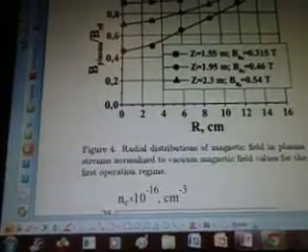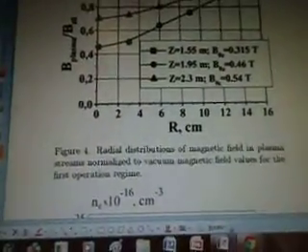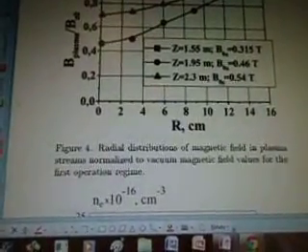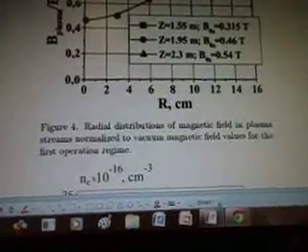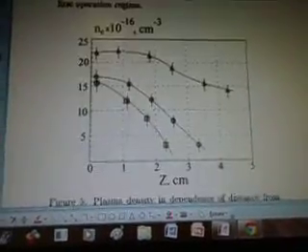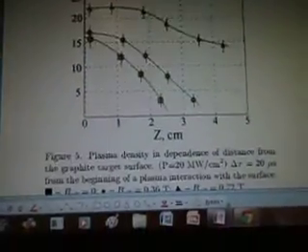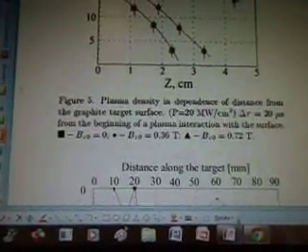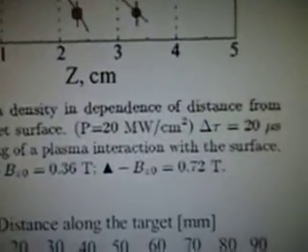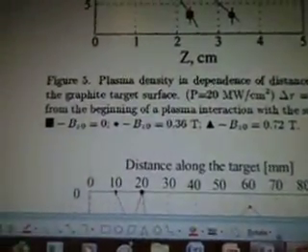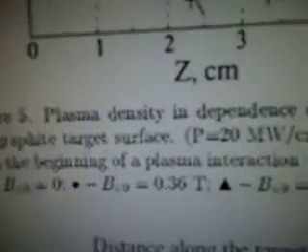More graphs. There's that there. And this is called the radial distributions of magnetic field and plasma streams normalized to vacuum magnetic field values for the first operation regime. There's another graph here for you to look at. And this one says plasma density and dependence of distance from the graphite target surface. And there's the calculations from the beginning of a plasma interaction with the surface, and another equation there.